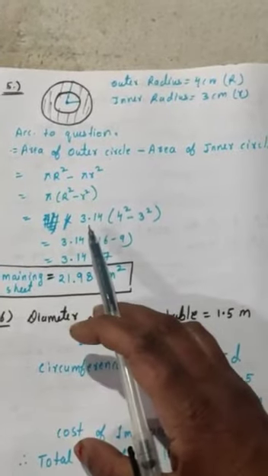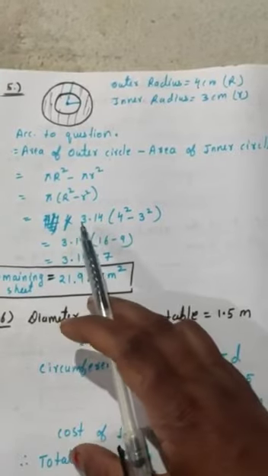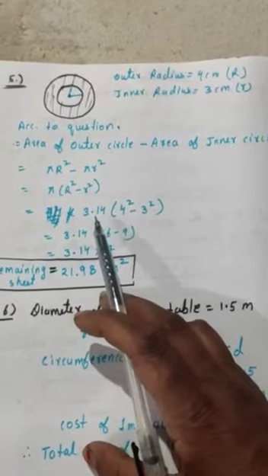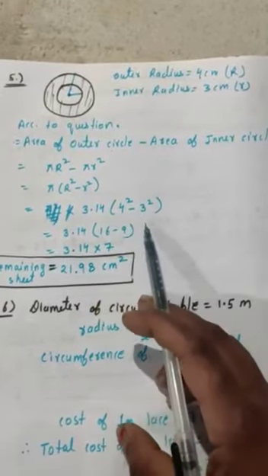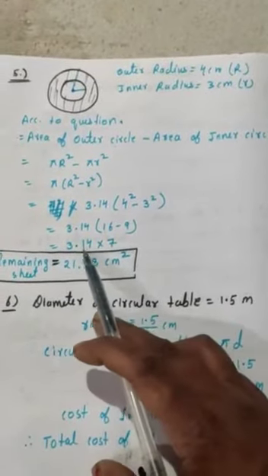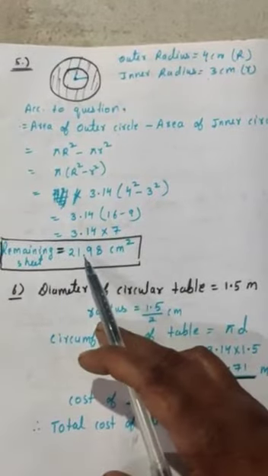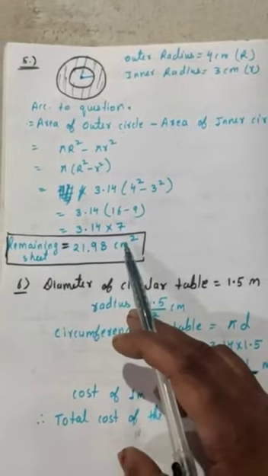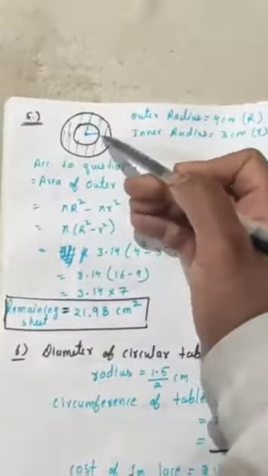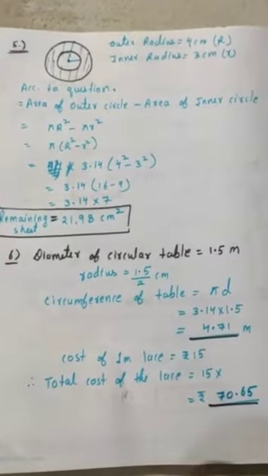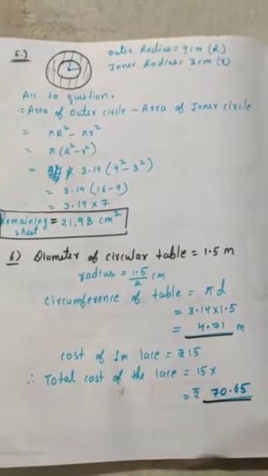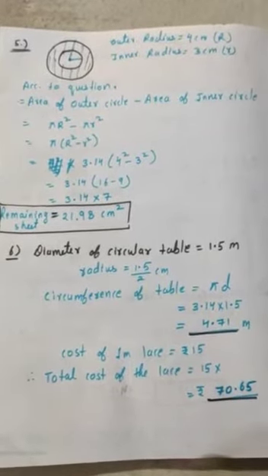Okay, and in this question it is given that use pi as 3.14. So the answer will be 3.14 into 4 square minus 3 square, which is 16 minus 9, which is 7. So 3.14 into 7 is 21.98 सेंटीमीटर स्क्वायर. यानी कि ये जो रिमेनिंग शीट है इसका एरिया कितना है? 21.98 सेंटीमीटर स्क्वायर.